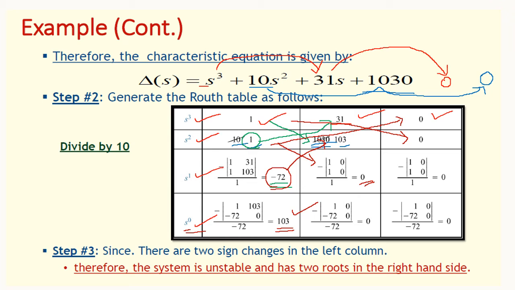So there are two sign changes. What you need to observe is this is plus, plus, I have a minus sign, again I have a plus sign. So plus to plus there is no sign change, again plus to minus there is one sign change, again from minus to plus there are two sign changes in total. Hence the system is unstable.